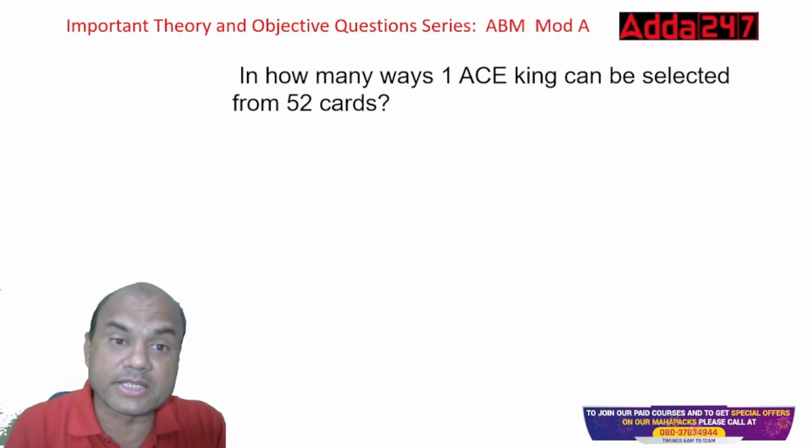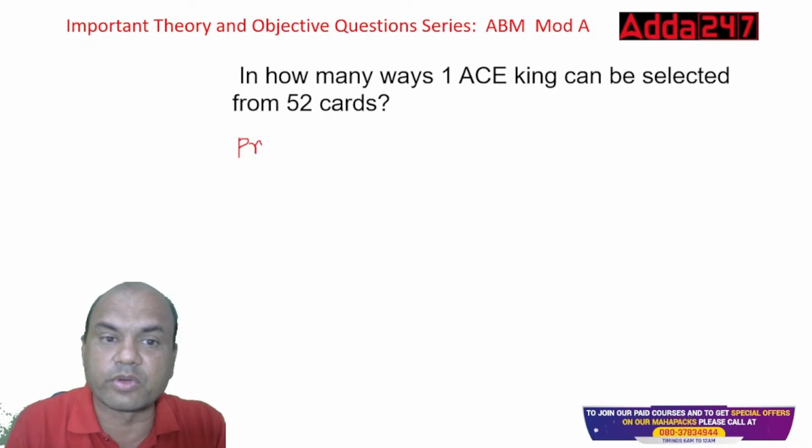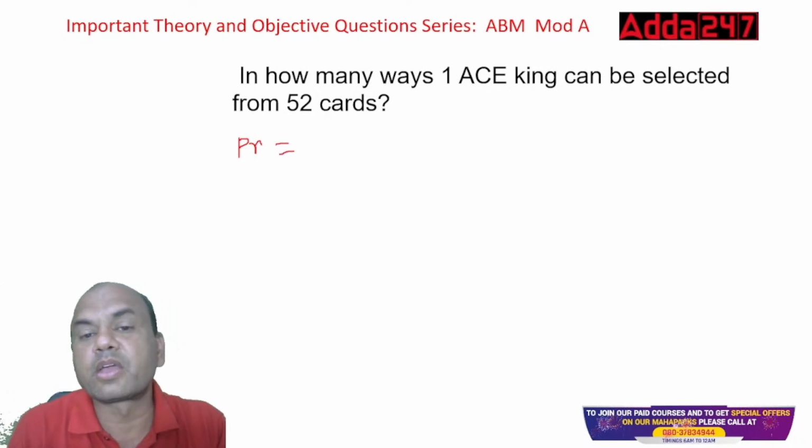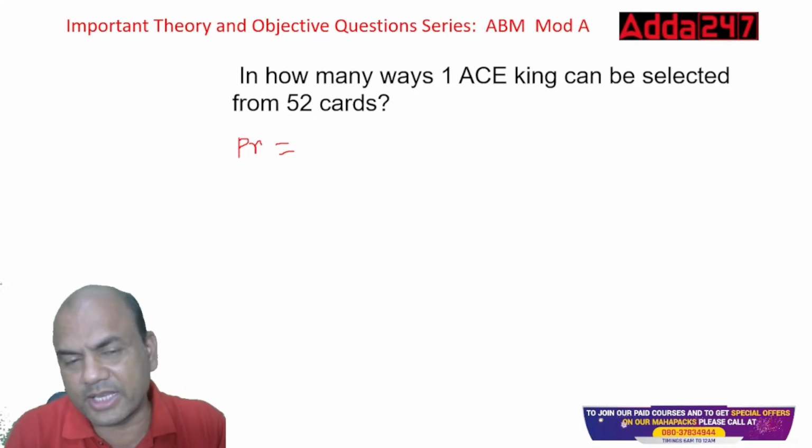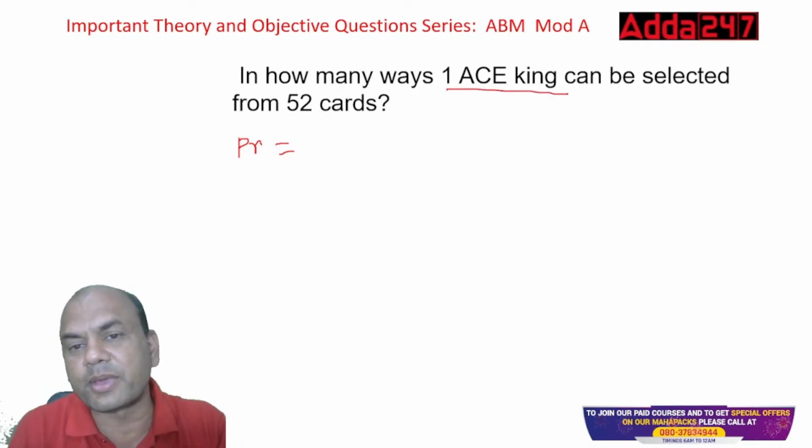In how many ways can one ace king be selected from 52 cards? Now the probability is changing. See this, probability equals, what is required now? Required is one ace king. How many ace kings are there in the pack?